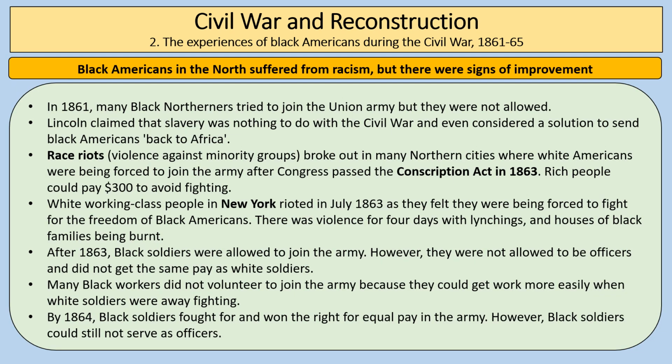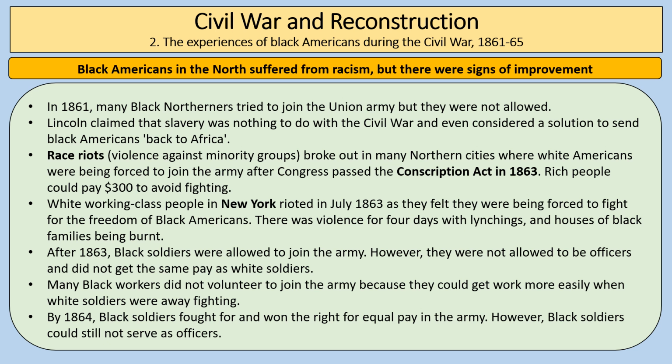So black Americans in the North did suffer from racism, and there were some small signs of improvement. In 1861, many black Northerners had tried to join the army but were not allowed, and Lincoln himself had claimed that slavery was nothing to do with the Civil War, and he even considered a solution to send black Americans back to Africa.